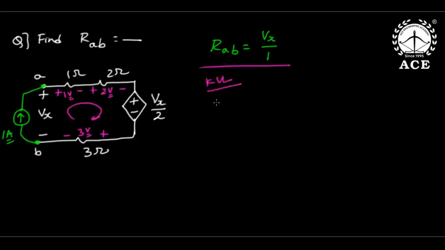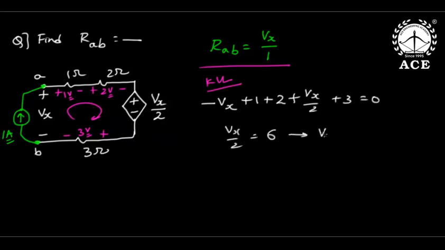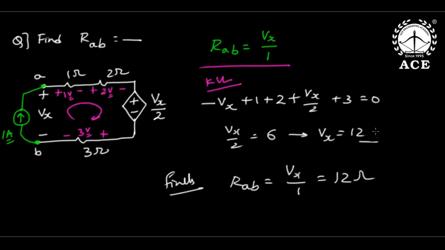If you write the KVL, this is minus Vx plus 1 plus 2 plus Vx by 2 plus 3 equal to 0. So Vx by 2 is 6, so Vx is 12. Now finally from Ohm's law, RAB is Vx by 1, that is 12 ohms. This is 12 volts, of course, and this is 12 ohms.